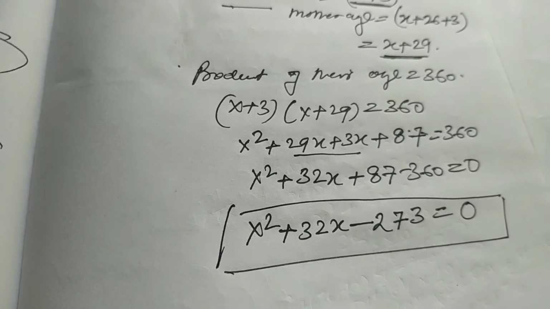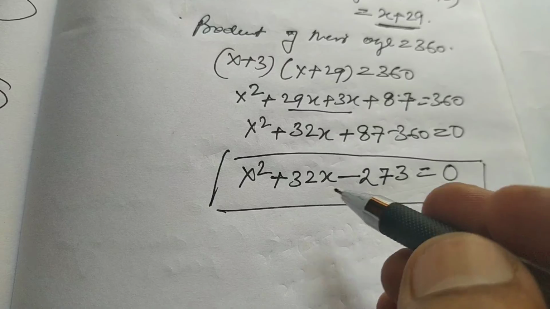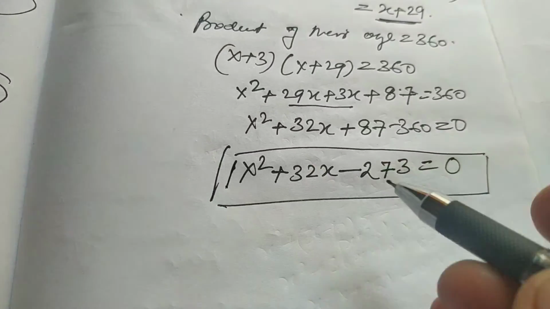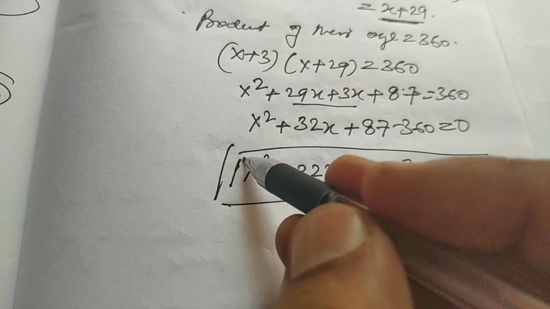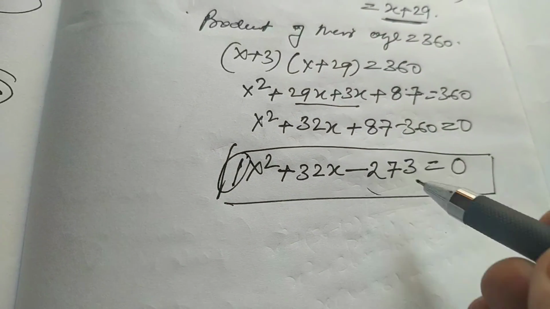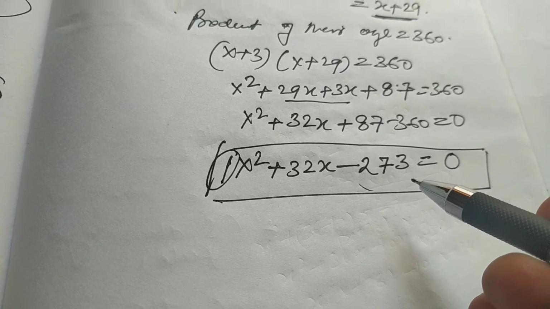Now try to sort out this problem by the middle term split method. That means this is 1x square plus 32x minus 273. First multiply a into c, and then try to factorize 273 and get the solutions.